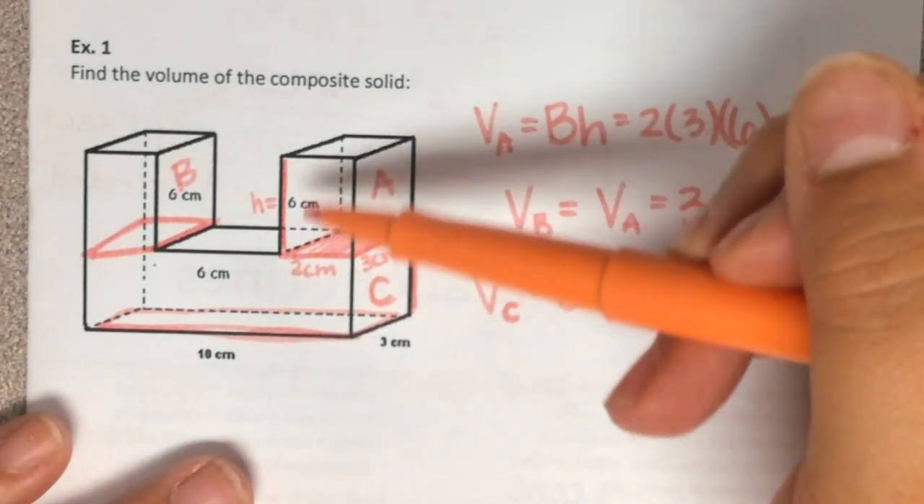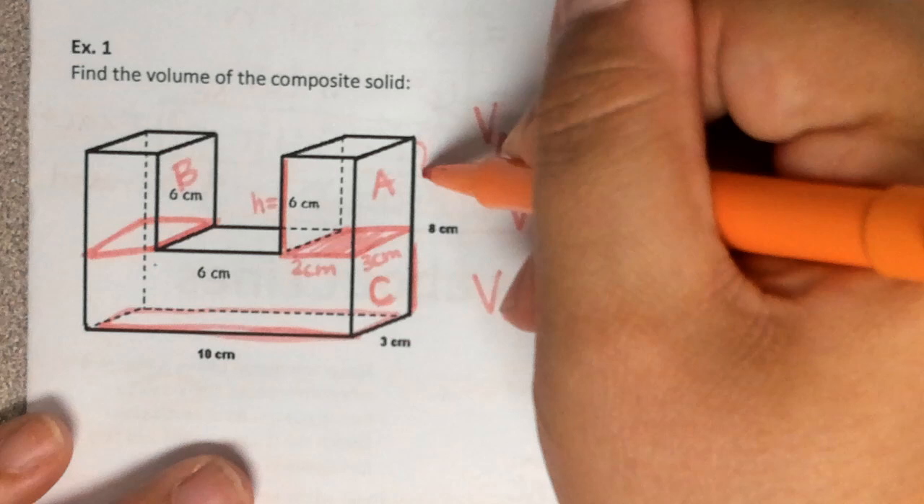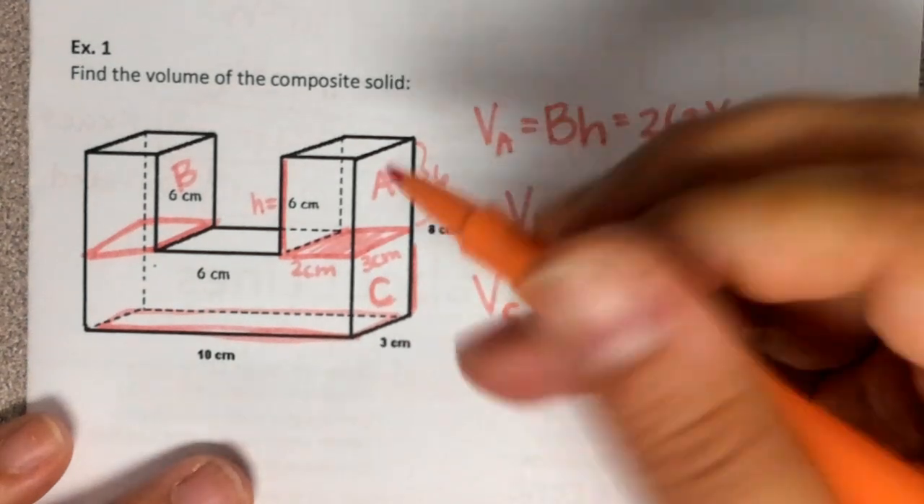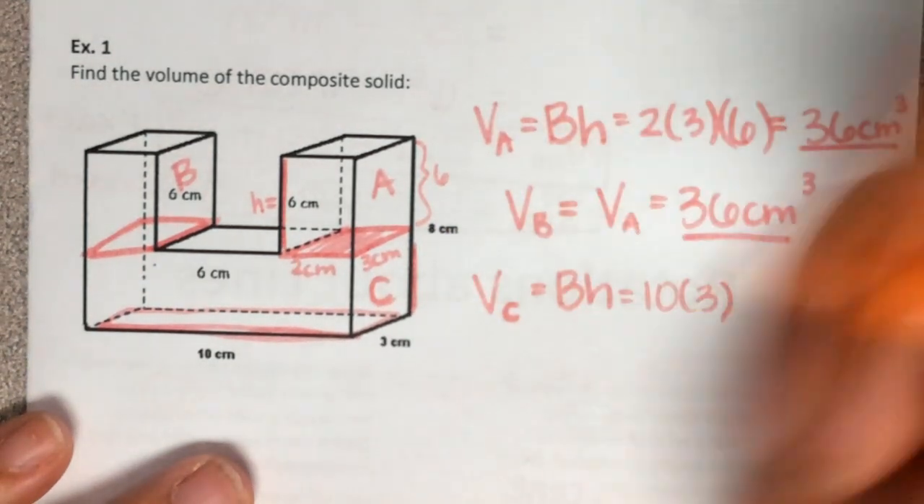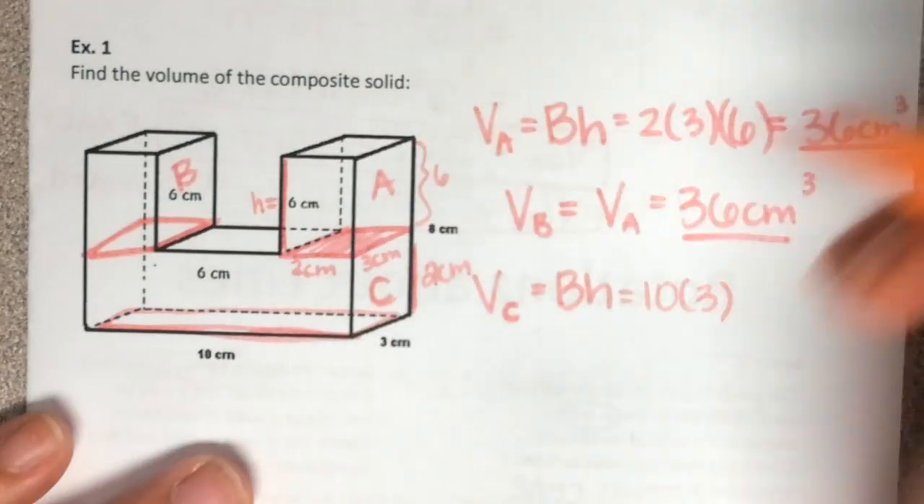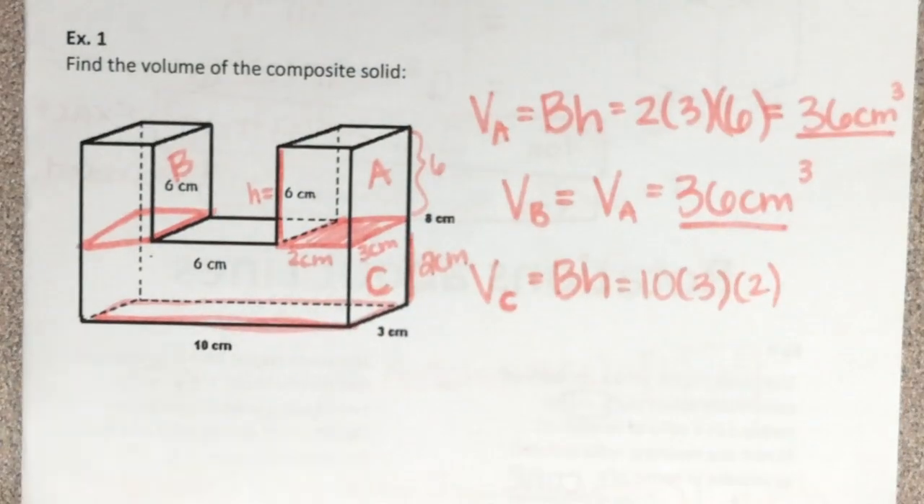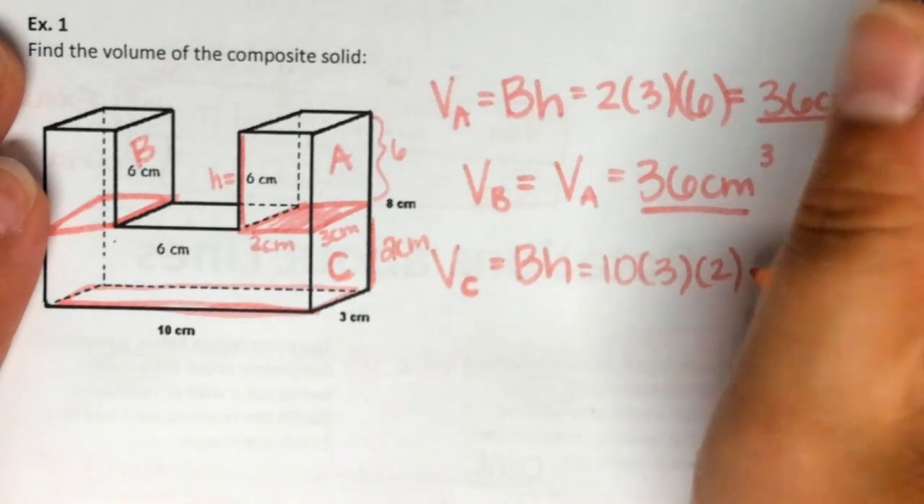Do you agree this is 6? So what is this right here to here? 6. So what would be left if the whole thing is 8? 2. That make sense? What is 10 times 3 times 2?